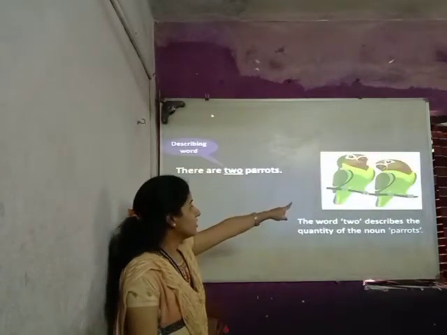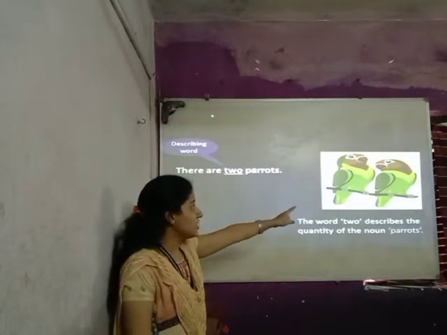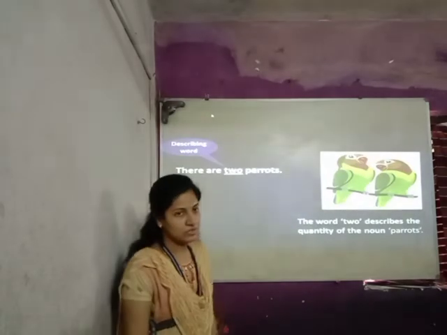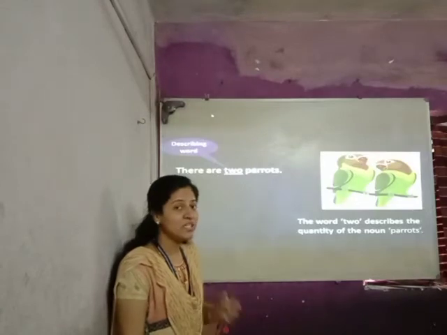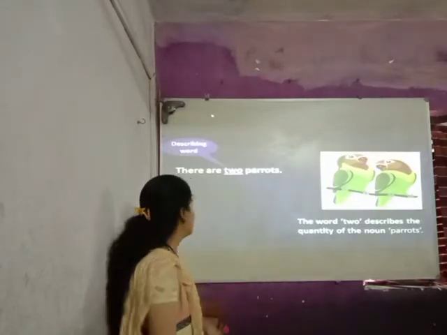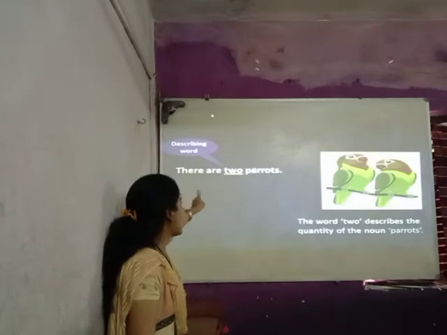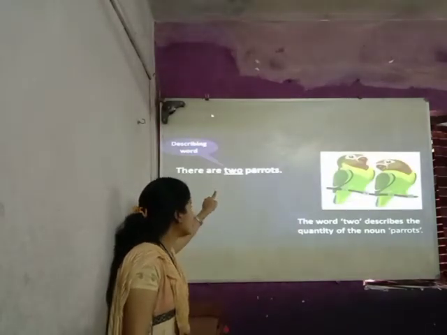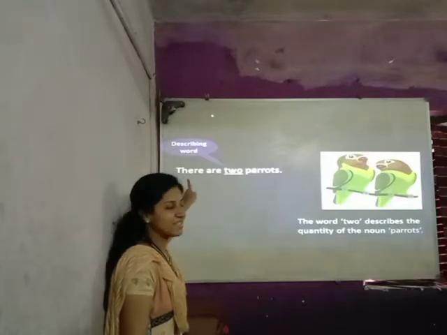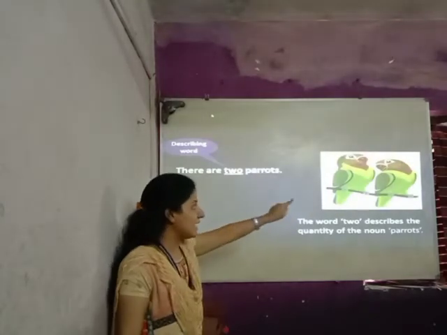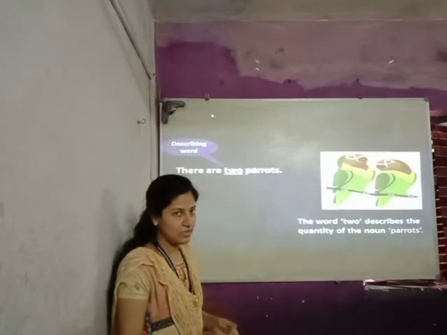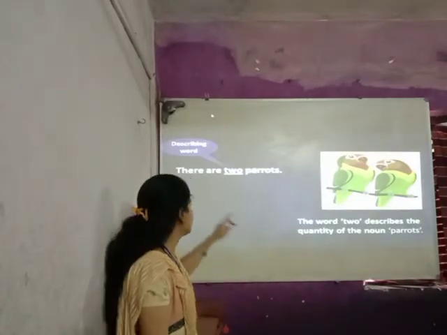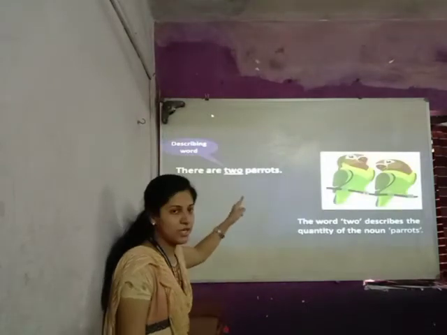Now see. Can you see in this picture? What can you see? Yes, there are two parrots. How many parrots are there? There are two parrots. Now see this sentence. There are two parrots. In this sentence, two is a describing word because it tells us how many parrots are there. So there are two parrots.